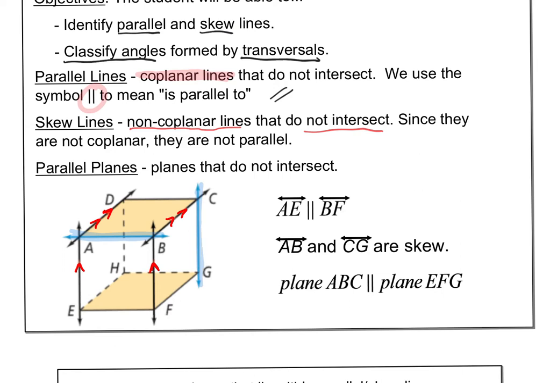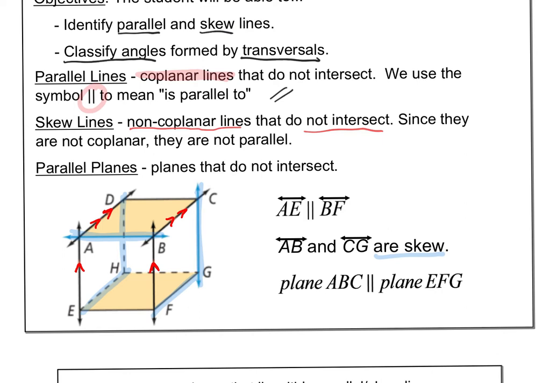But also DH is skew. GF is skew. And HE is skew. All of those lines are non-coplanar and they do not intersect. There is no symbol for skew, so you would just write it as a sentence. The two lines are skew.